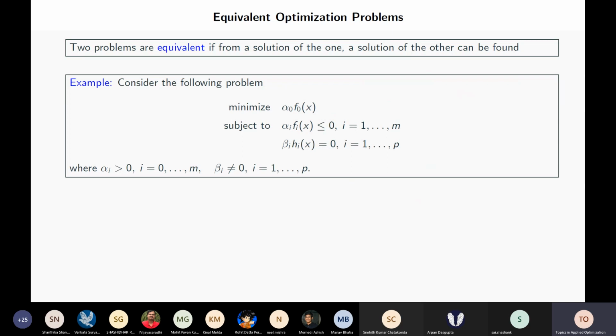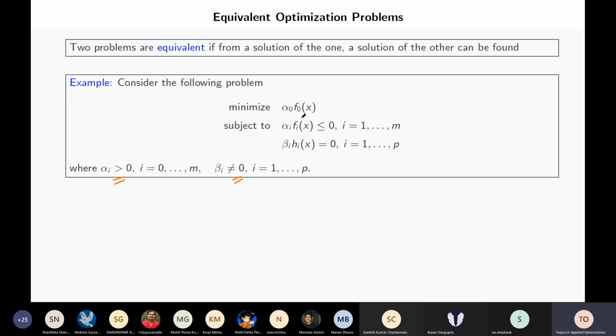Okay. So let us consider some examples. Consider the following problem, which is the minimization of alpha naught f naught x, subject to alpha I fi x less than or equal to 0, which is the inequality constraint, and beta I hi x equals 0, which is the equality constraint, where alpha I is greater than 0 and beta I is not equal to 0 are given to us.